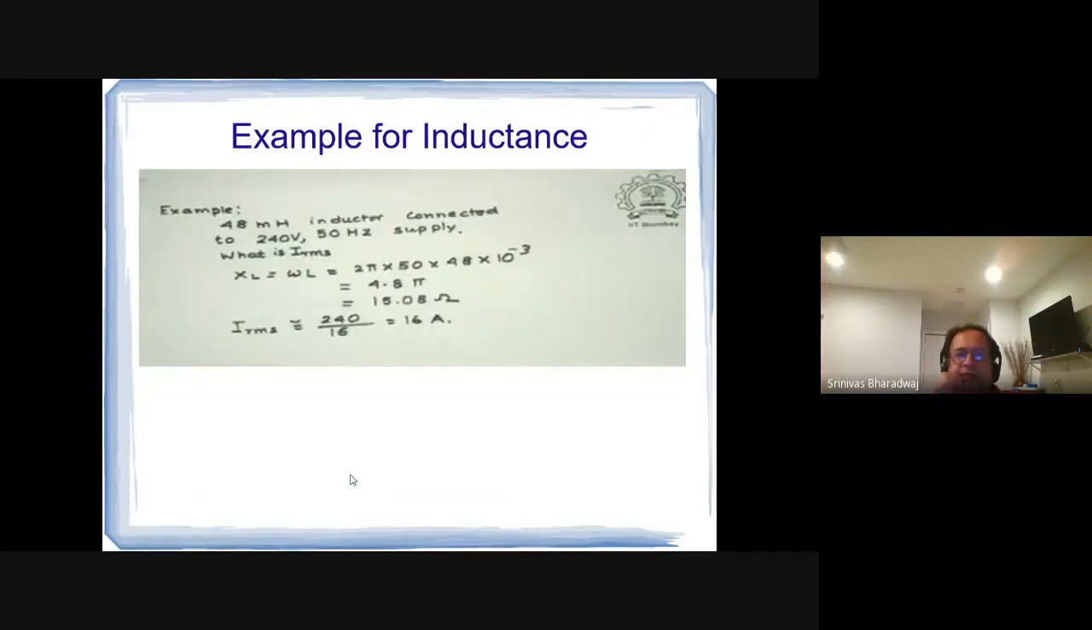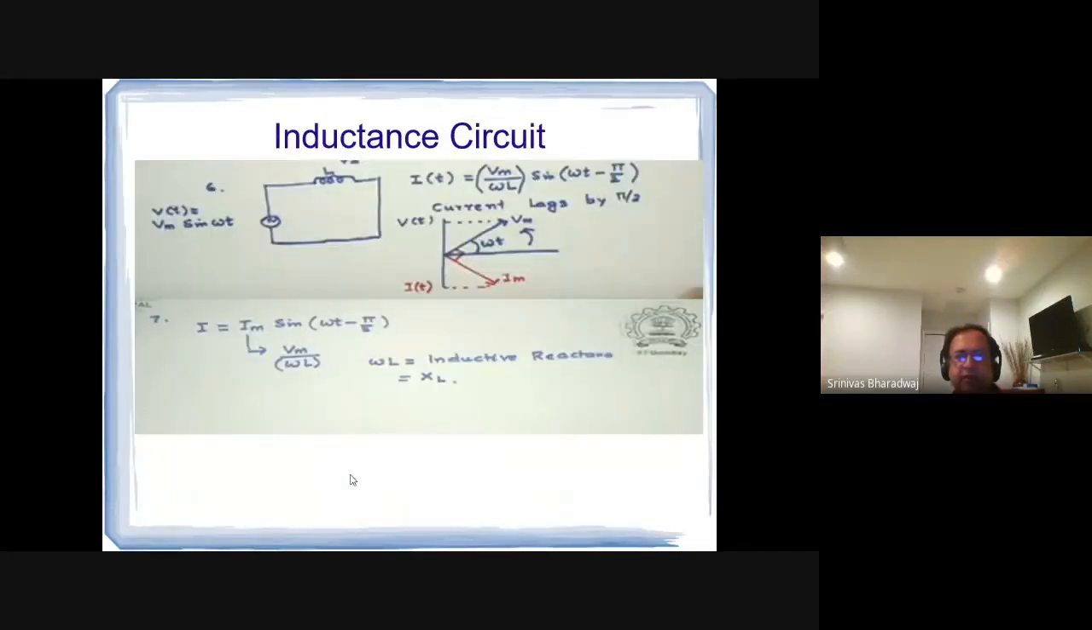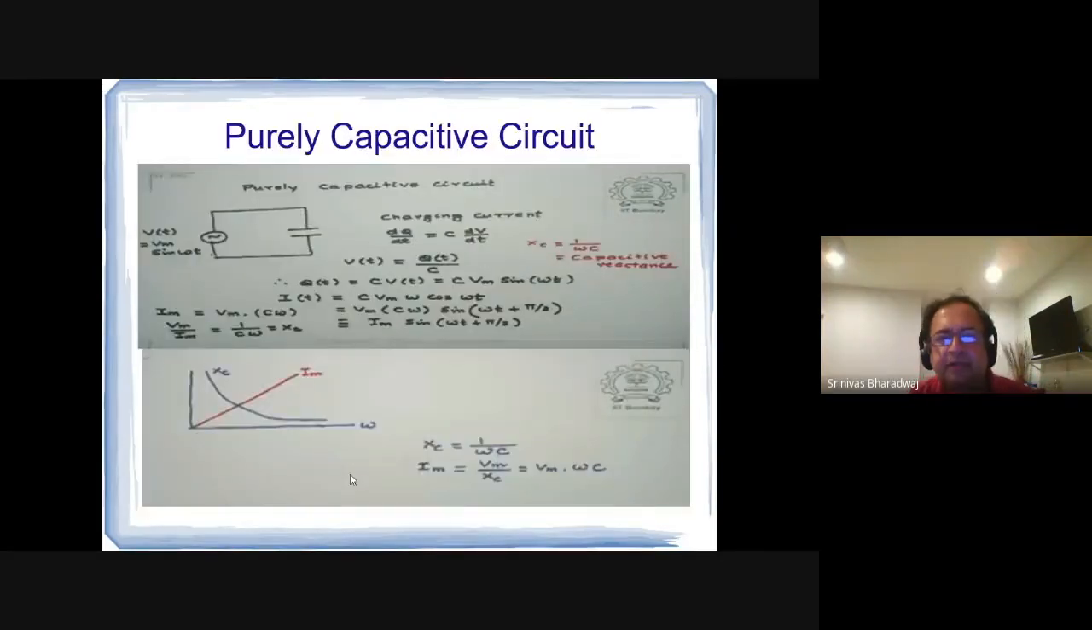So now we introduce this concept called reactance. XL equals omega L. And then finally we introduce this other term which we called impedance, and we then introduce the phasor diagram. Finally we went on to discuss the circuit with all three elements in it. We then discussed the purely capacitive circuit.